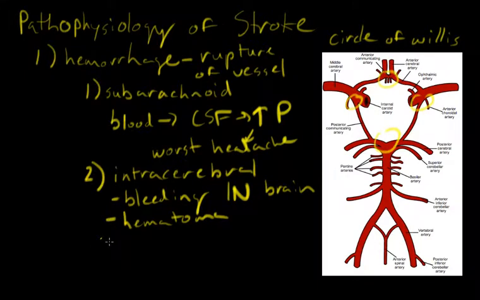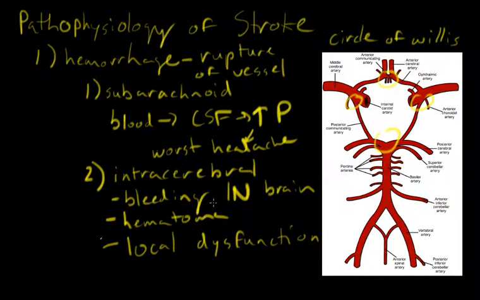So that's actually the difference between how intracerebral and subarachnoid hemorrhages manifest themselves. With intracerebral, you often get local dysfunction of the brain, whereas with subarachnoid hemorrhages, you usually see diffuse dysfunction of the brain. So the whole brain is experiencing this splitting headache. So those are the main differences between the hemorrhages that lead to stroke.